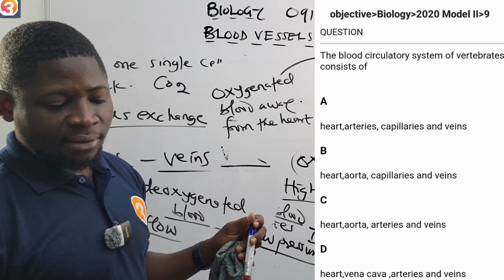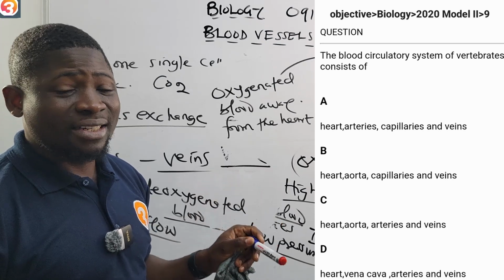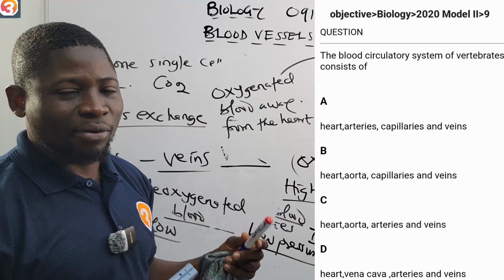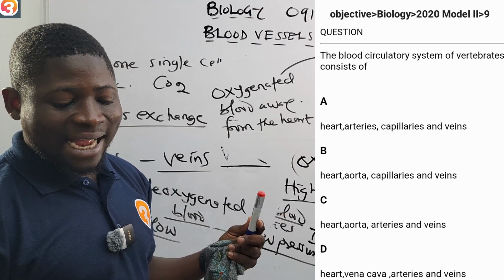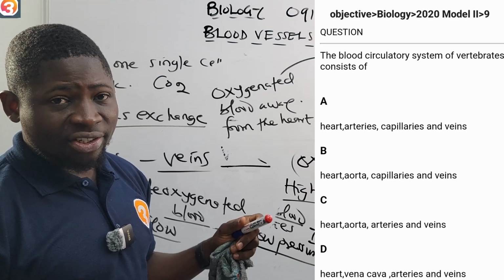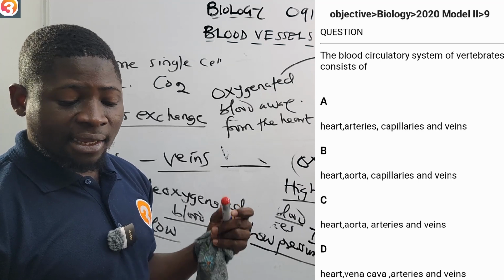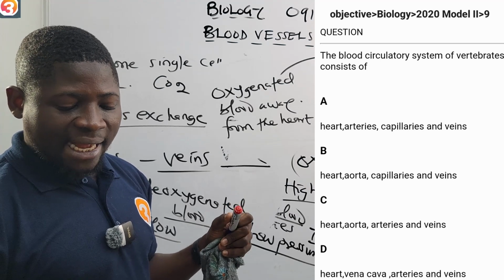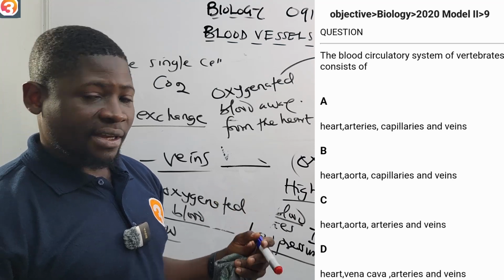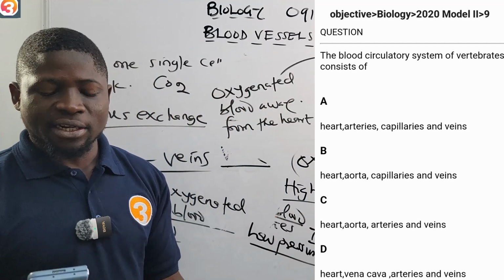2020 number 9 says the blood circulatory system of vertebrates consists of what? The heart that is pumping the blood, and then the blood vessels that are taking that blood around the body. A says heart, arteries, capillaries, and veins. B says heart, aorta, capillaries, and veins. Aorta is the largest artery, we'll talk about that and the heart. C says the heart, the aorta, arteries, and veins. D says the heart, the vena cava, arteries, and veins. The correct answer is A, the heart, the arteries, capillaries, and veins. That's the blood circulatory system.